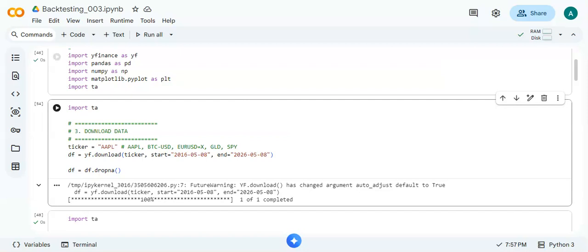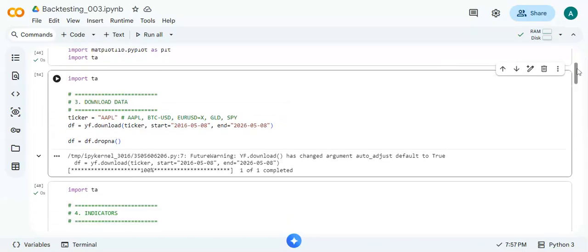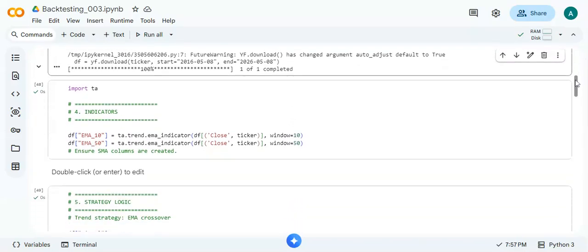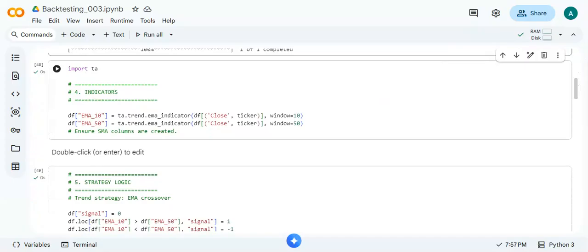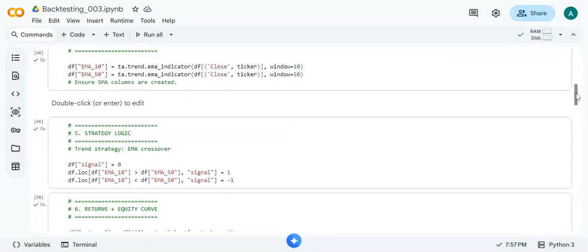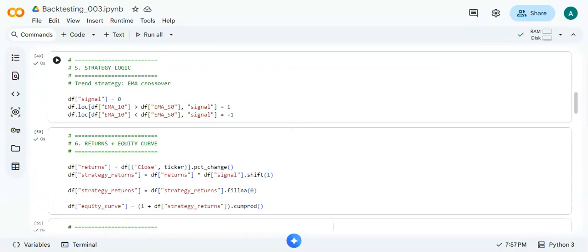Then we proceed to the next part, which is loading our indicators. Again, the exponential moving average is just a modification of the moving average, and it smooths our price movements. To make things simple we are using 10 and 50. 10 is fast, 50 is slow, and these are days. Then we go to the strategy itself.